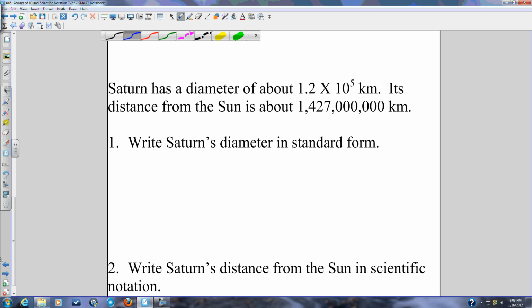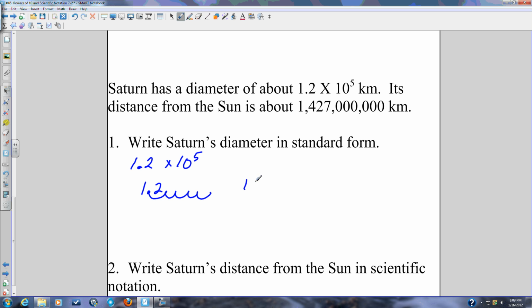So let's take a look at this problem. Saturn has a diameter of about 1.2 times 10 to the 5th kilometers. Its distance from the Sun is about 1,427,000,000 kilometers. Write Saturn's diameter in standard form. So we want to write 1.2 times 10 to the 5th as we would any ordinary number, not in scientific notation. So basically, we're going to take the decimal point and move it 5 places to the right.